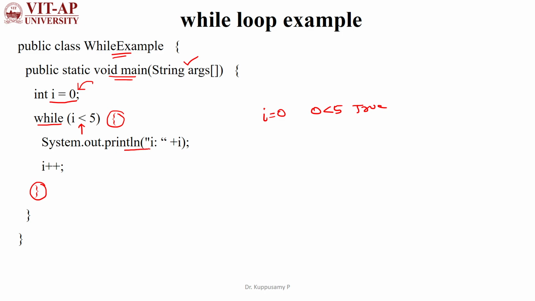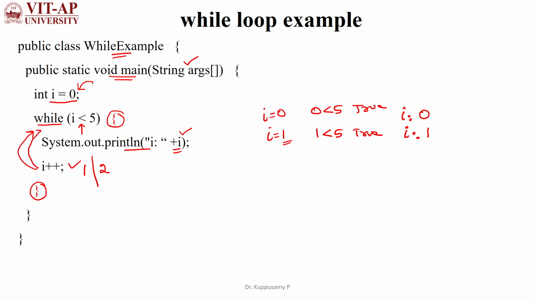The first statement is displaying the value of i. Now the i value is 0, which is displayed here: i colon 0 is displayed. Then i is incremented by 1. Now the i value is 1. Going back here, now i is 1. The condition is checking 1 less than 5. Yes, it is true. Once it is true, the first statement available inside the while loop prints the i value, so i colon 1. Now again i is incremented by 1, so 1 plus 1 is 2.